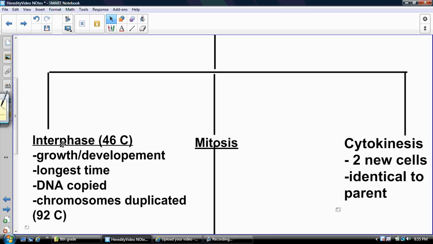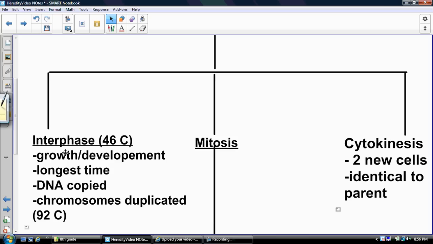Now, we're going to talk about human cells. In human cells, we contain 46 chromosomes. That's what that C stands for. Chromosomes contain DNA. DNA is your genetic code. It's what tells you who you are. So in interphase, each cell in humans contains 46 chromosomes.